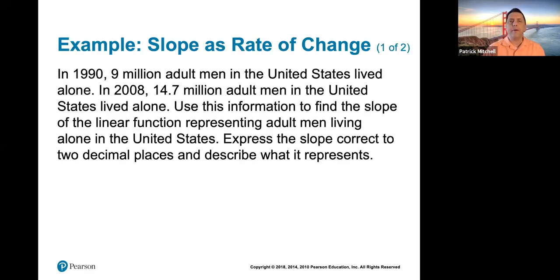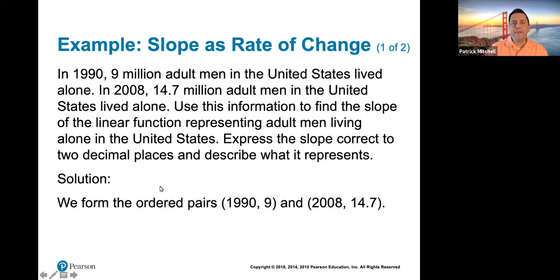So for example, in 1990, 9 million adult men in the United States lived alone. In 2008, 14.7 million adult men in the United States lived alone. Use this information to find the slope of the linear function representing adult men living alone in the United States. Express the slope correct to 2 decimal places and describe what it represents.